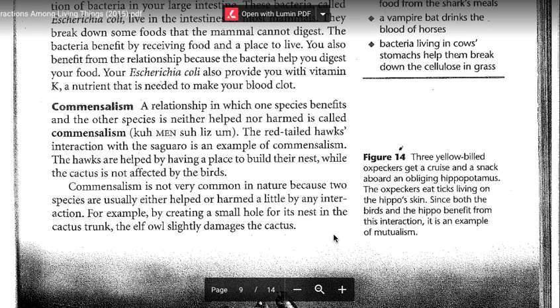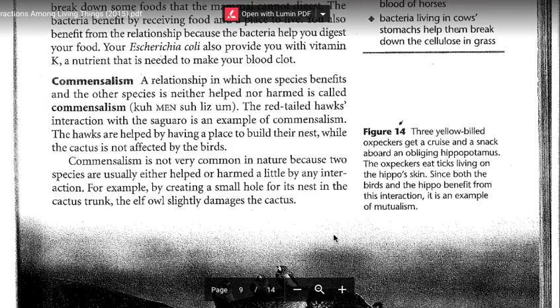For example, by creating a small hole for its nest in the cactus trunk, the elf owl slightly damages the cactus.